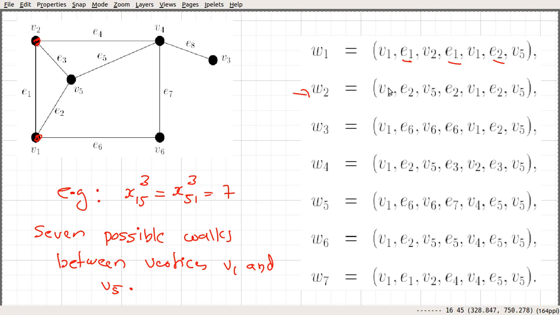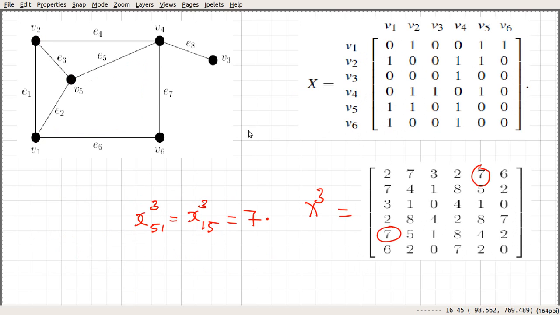Similarly, if you look at the second one, it is like V1 to V5, then V5 to V1 back, and then again using this edge. So that corresponds to this one. And similarly, if you look at this walk, V1 to V6 using this edge, then V6 to V4 using this one, and from V4 to V5 using this one. That's another one. So these are the 7 possible walks of length 3 in this graph.